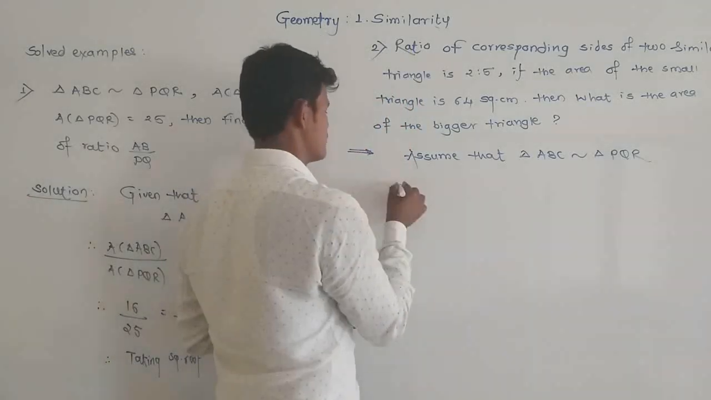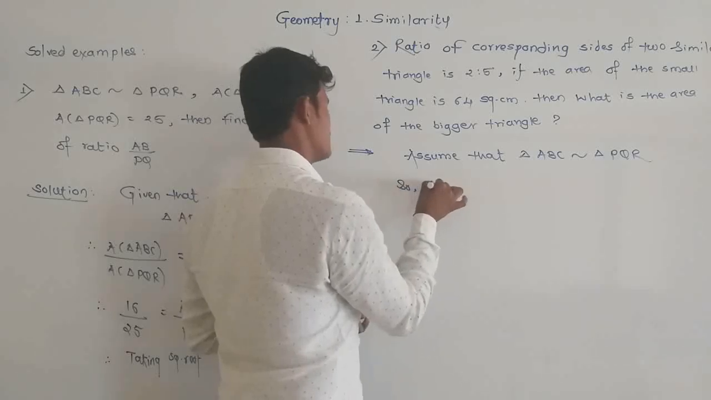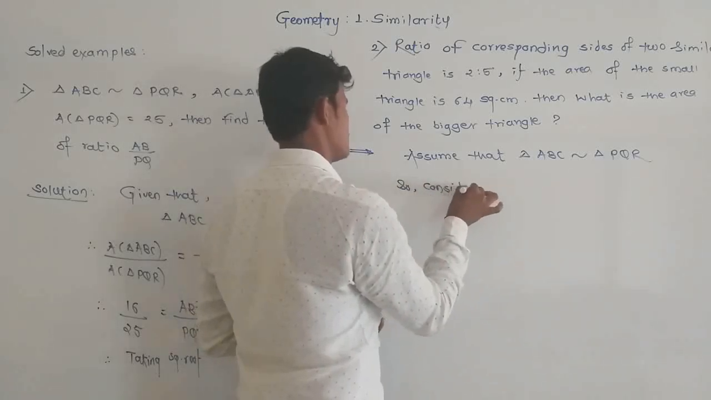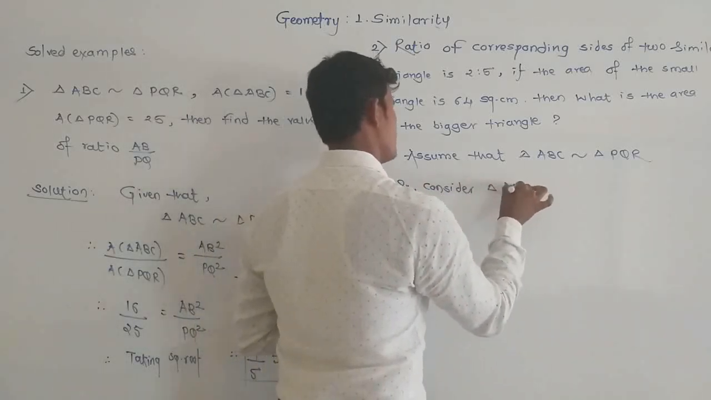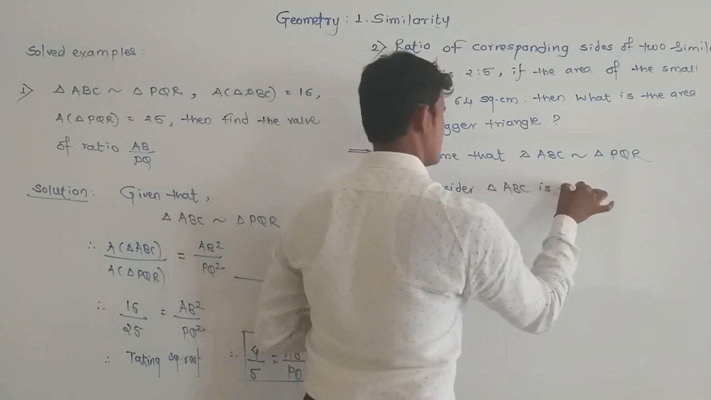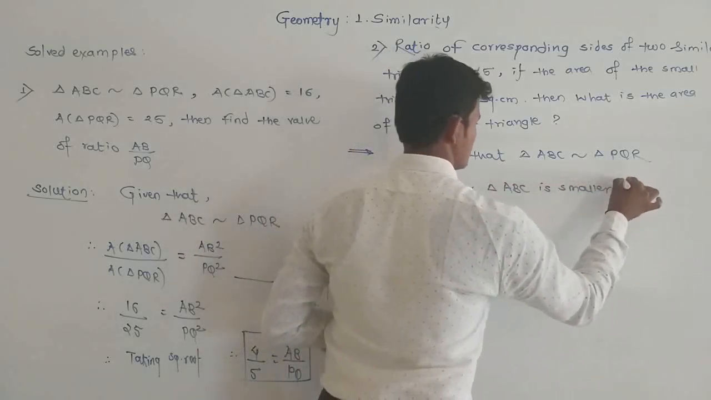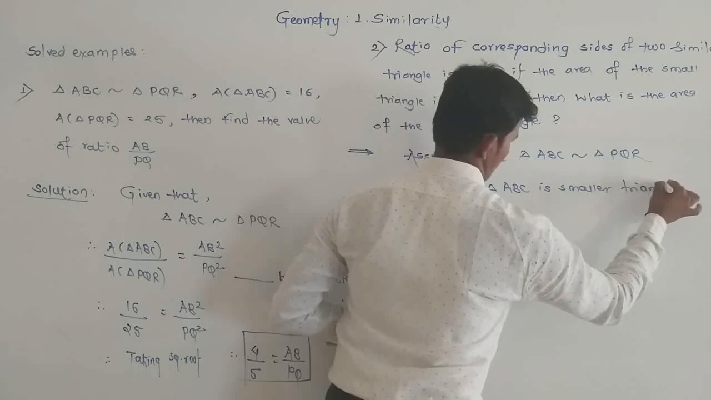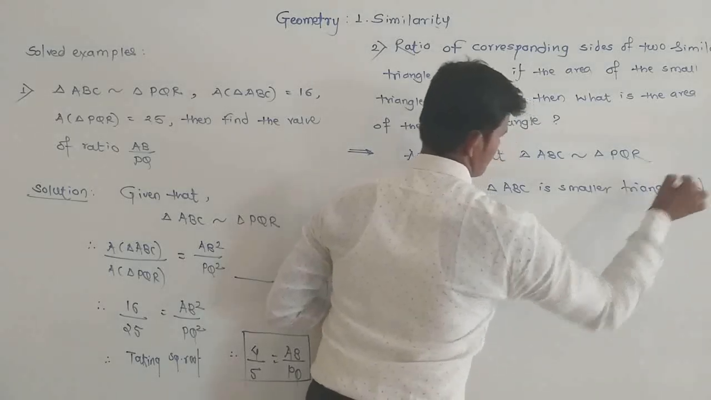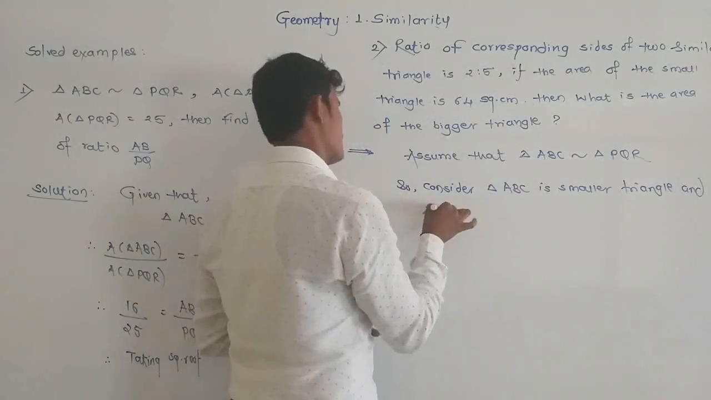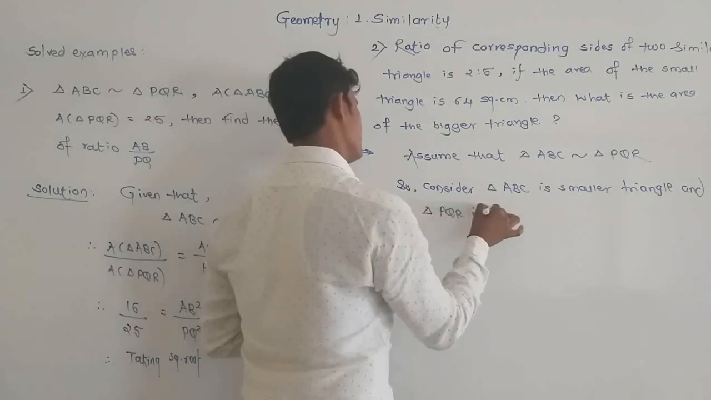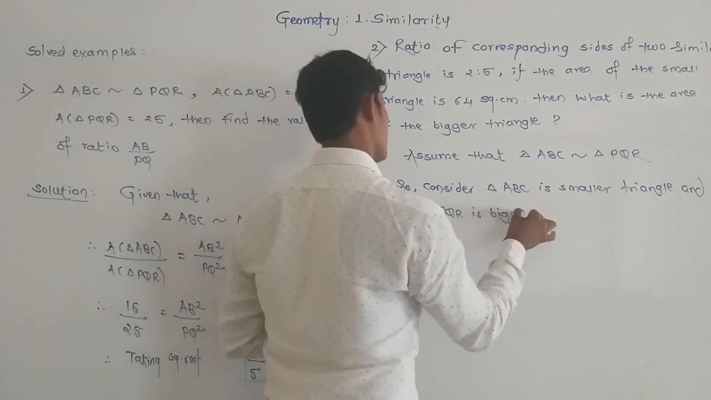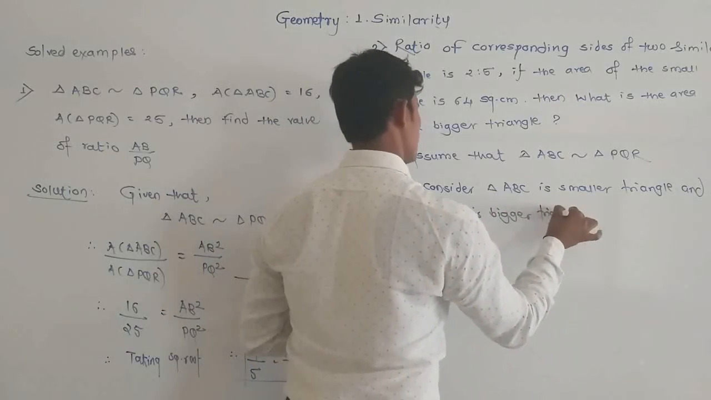So consider triangle ABC is smaller triangle and triangle PQR is bigger triangle.